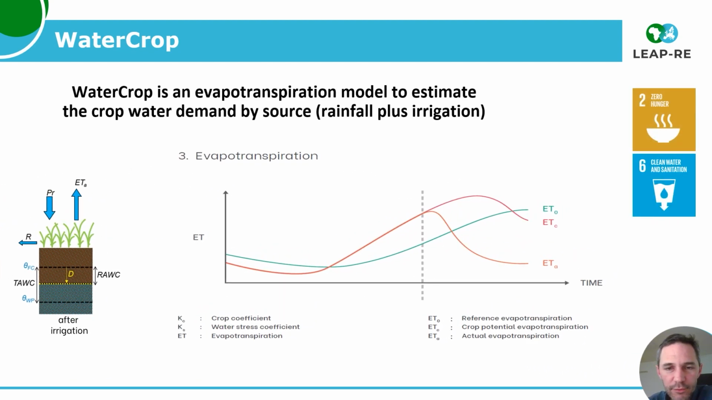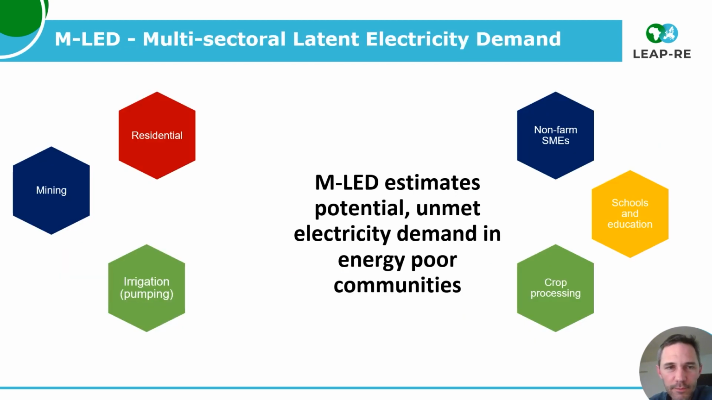It takes inputs through time, including precipitation and temperature time series. It can also be used to account for changing yields and water demands under climate change scenarios. Critically, it can help us identify what are the investments required to boost yields and improve the livelihoods and businesses of farmers across Africa. Next is the MLED model, multi-sectoral latent energy demand.